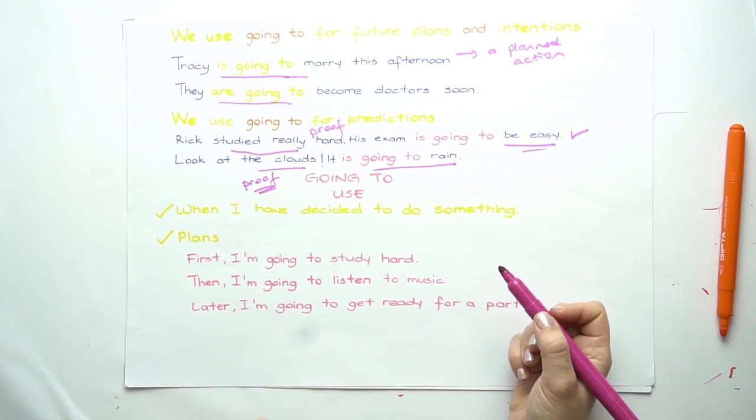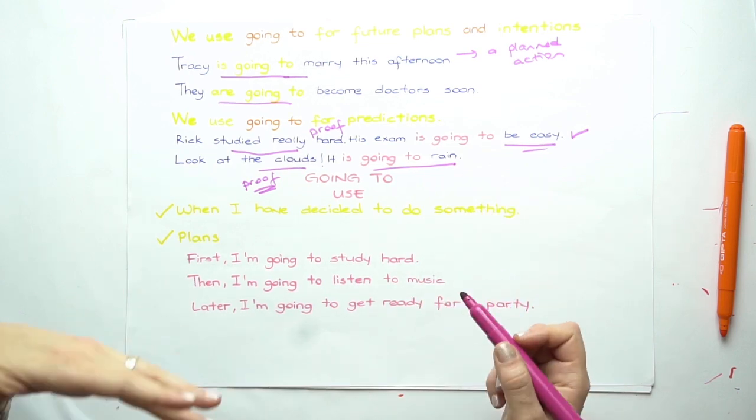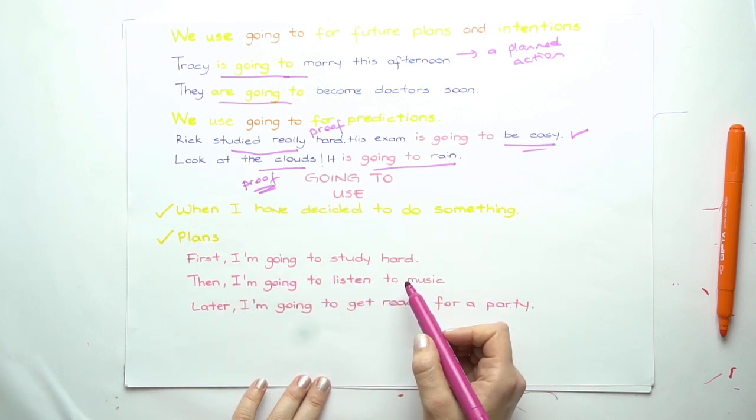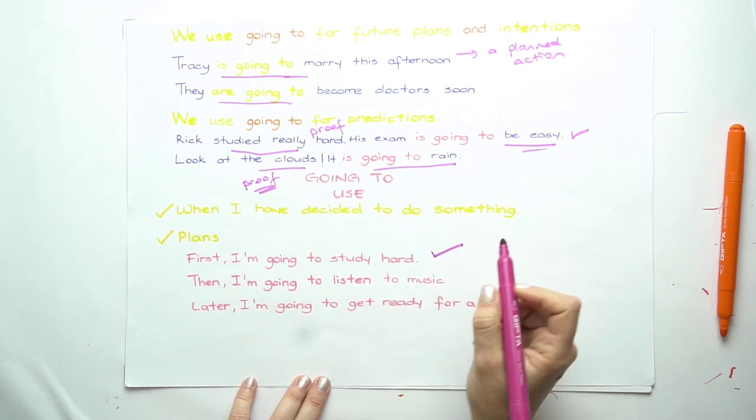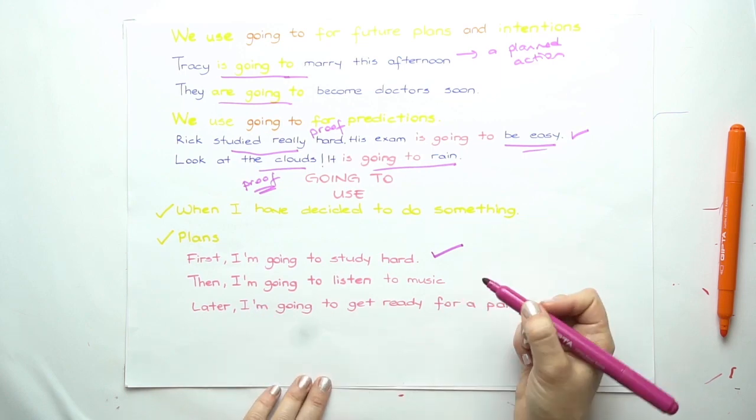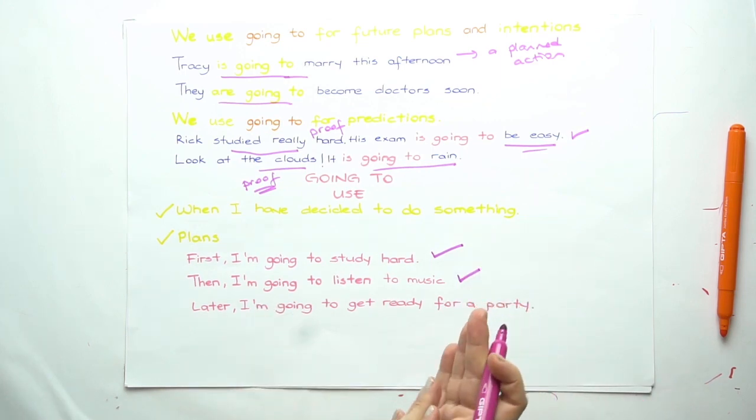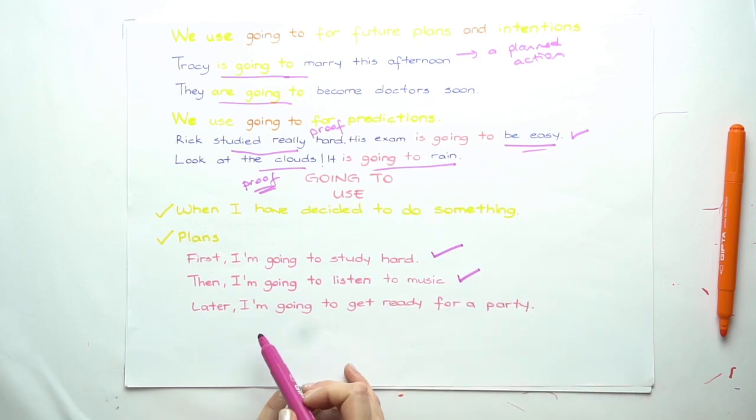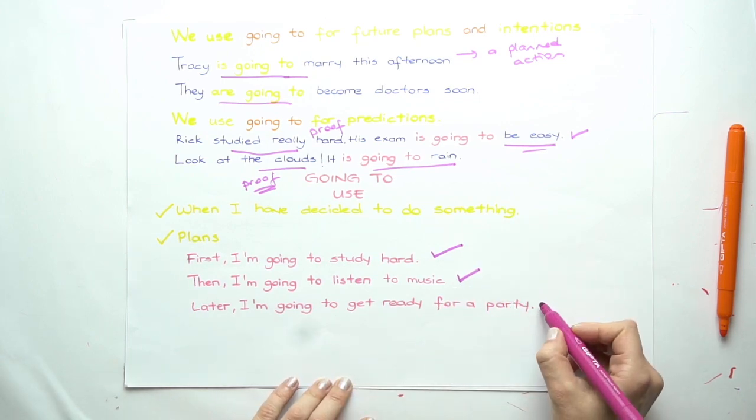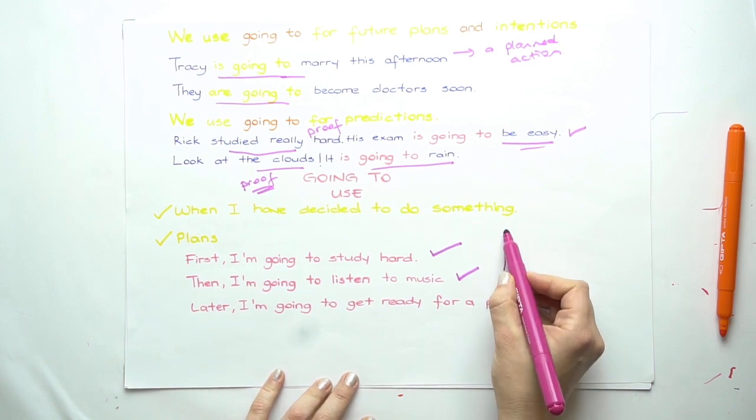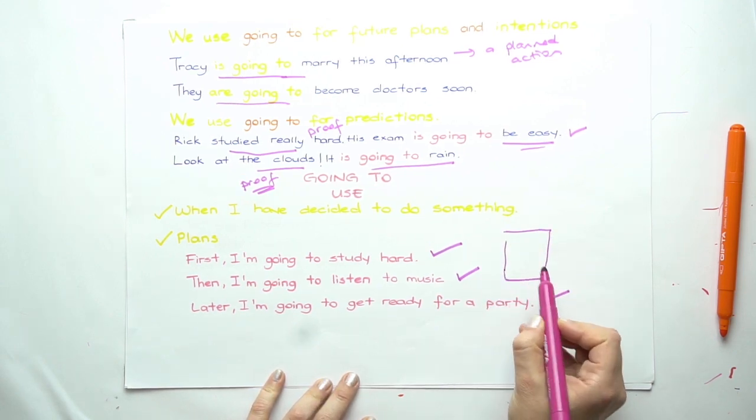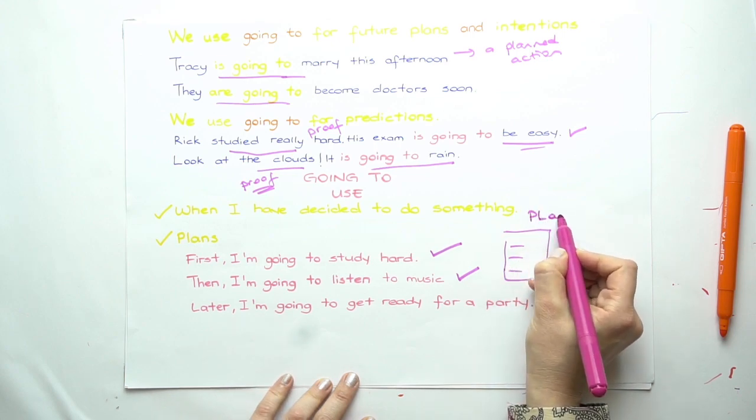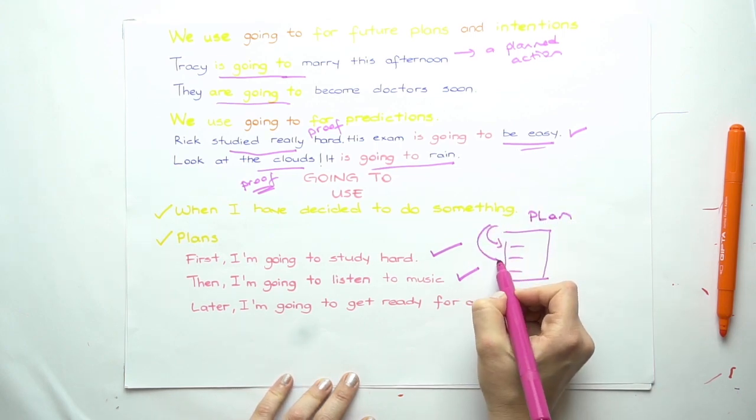When I have decided to do something, I also use be going to. First, I'm going to study hard. This is what I decided to do. Then, I'm going to listen to music. This is what I planned. This is my plan and I'm going to do it. Later, I'm going to get ready for the party. So, probably I prepared a timeline about what to do and this is my plan. So, I'm going to go along this way.